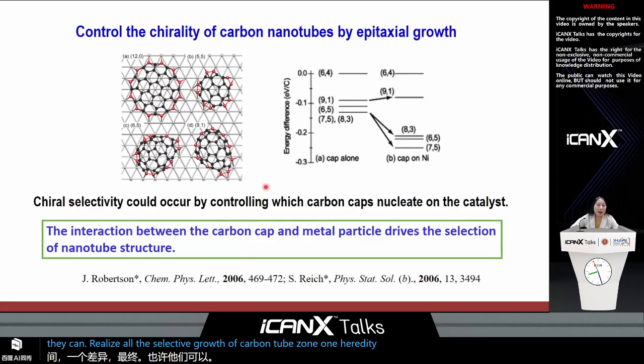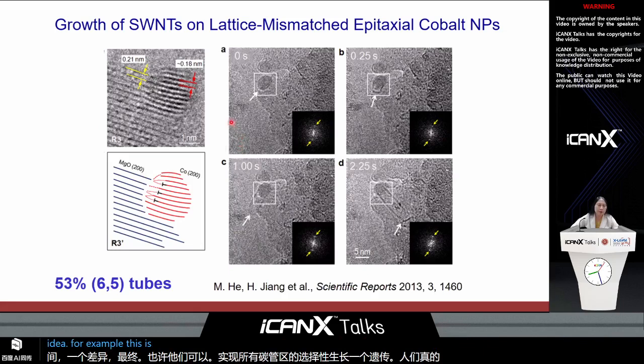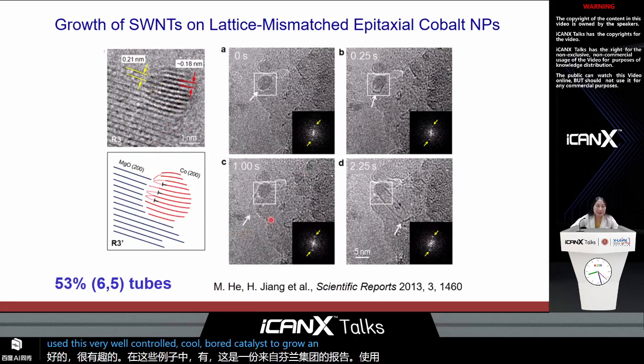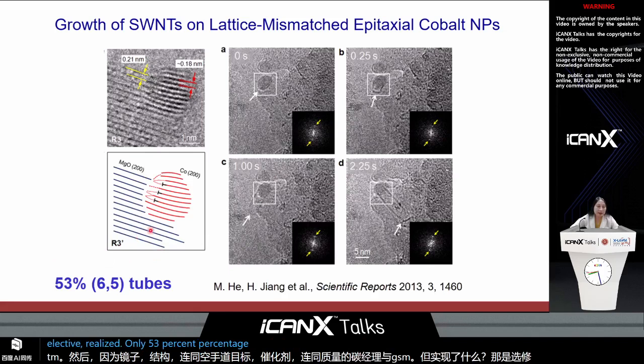People really did a lot of experimental trials using this idea. For example, this is a very interesting one. This is a report from a Finland group. They used a very well-controlled cobalt catalyst to grow nanotubes in situ in the TEM. Then they could image the structure of the catalyst together with the chirality of the carbon nanotubes with TEM. But the selectivity they realized is only 53%, and the dominant chirality is (6,5) tubes.